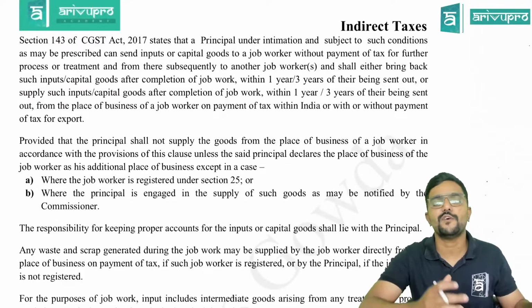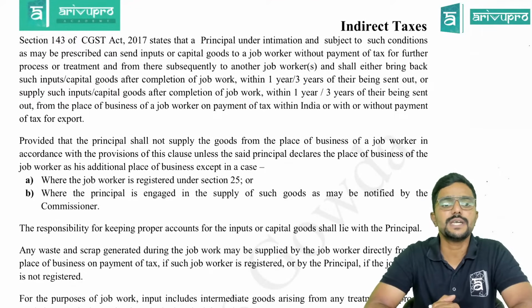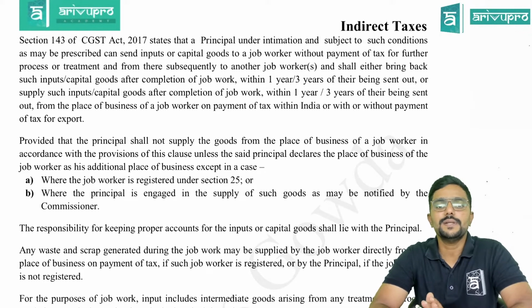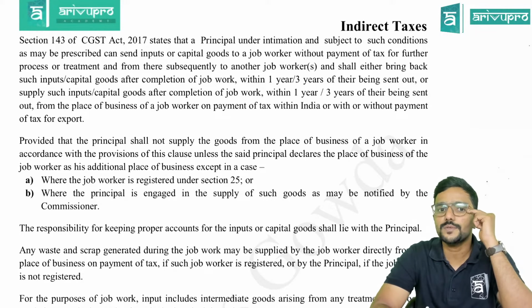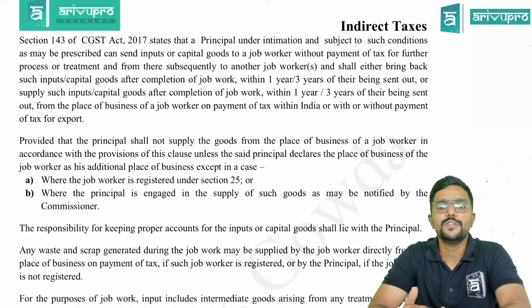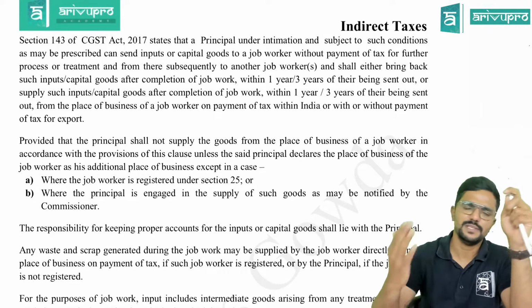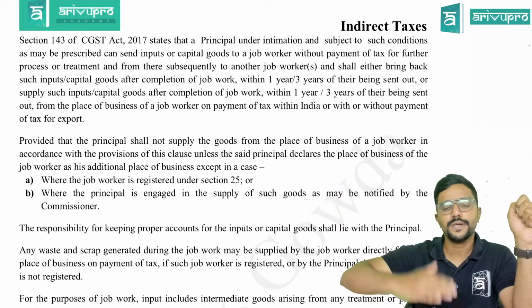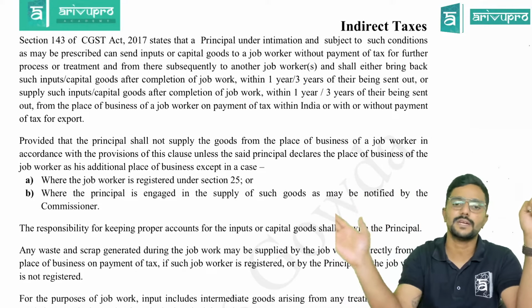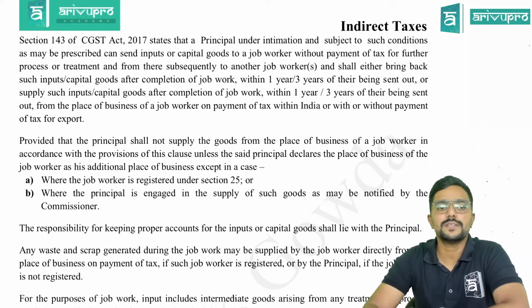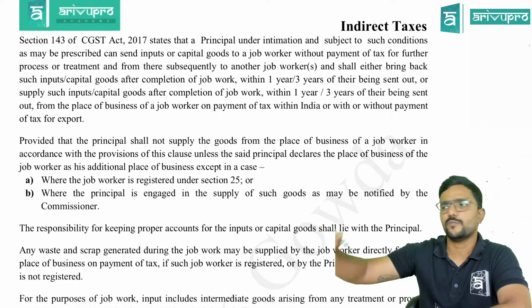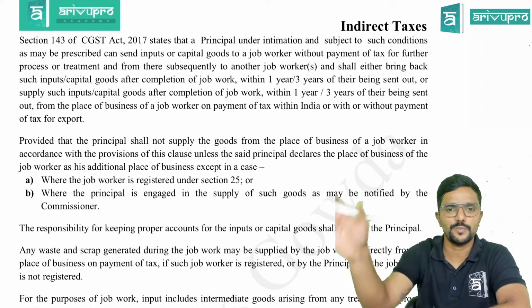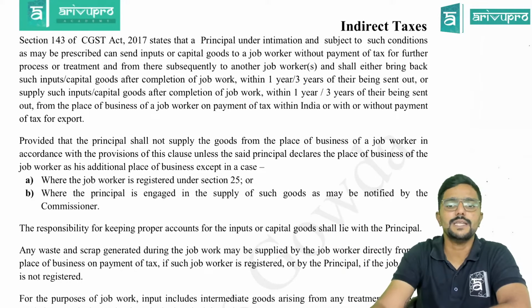Next, Section 143. Section 143 of the CGST Act 2017 states that the principal, under intimation and subject to such conditions as may be prescribed, can send the inputs or capital goods to a job worker without payment of tax. So it is not a supply. The principal is sending the goods only for job work. So he can send the goods to the job worker without paying the tax, for further process or treatment, and from there subsequently to another job worker. So from one job worker to another job worker also you can send the goods without paying tax, and shall either bring back such inputs or capital goods after the completion of job work.